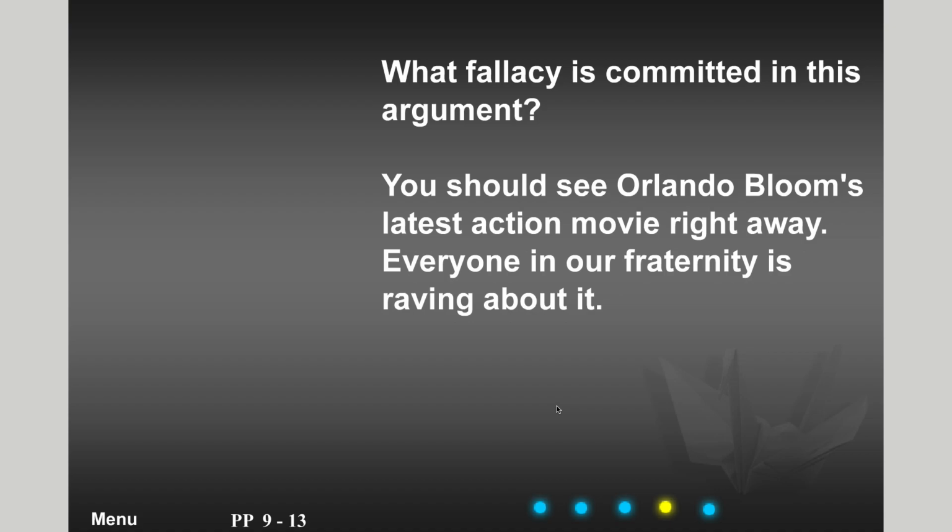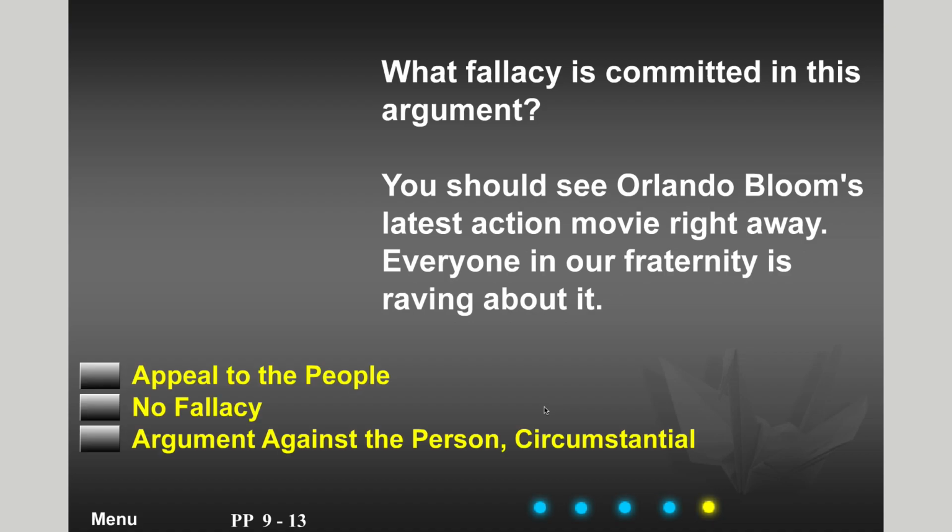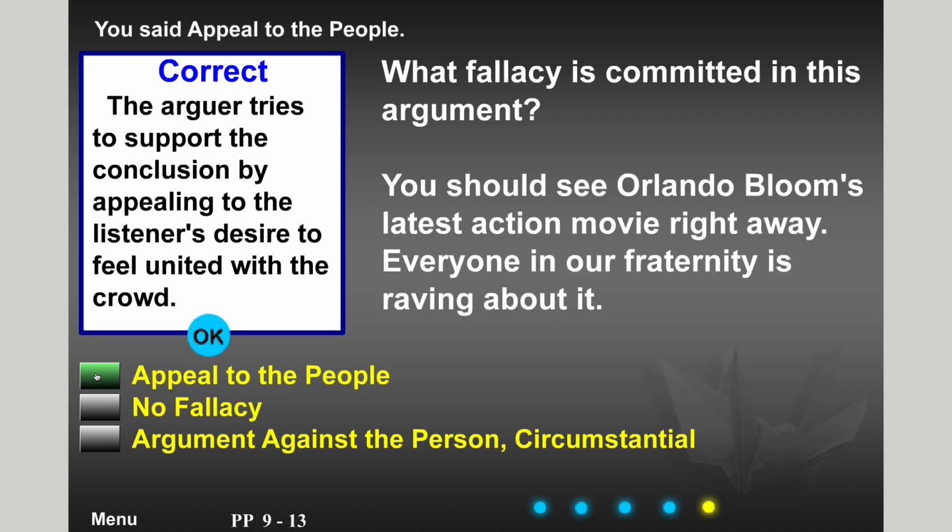You should see Orlando Bloom's latest action movie right away. Everybody in our fraternity is raving about it. Okay. Is it an appeal to the people? Is there no fallacy? Is there an argument against the person circumstantial? Well, this is what it's saying. Everybody in our fraternity is raving about it. Therefore, you should see this movie right away. But in fact, the fraternity could be wrong about this latest action movie being good. This is clearly an appeal to the people. Right? The arguer tries to support the conclusion by appealing to listeners' desire to feel united with the crowd.